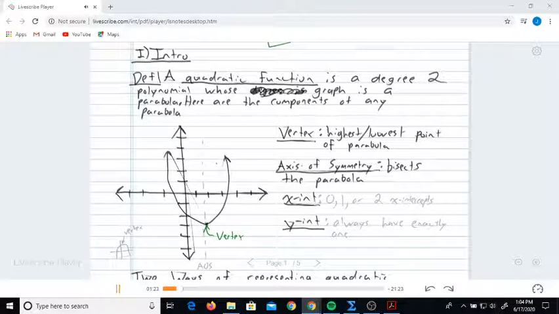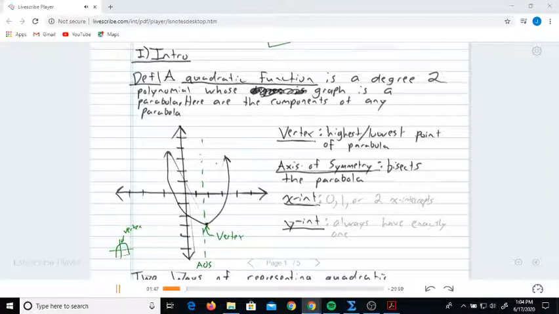If it opens down, let me do a quick little doodle here. If you have a parabola like that that opens downward, then your vertex would be the highest point. Now, the axis of symmetry is just the vertical line that bisects the parabola. So the axis of symmetry will always pass through the vertex.